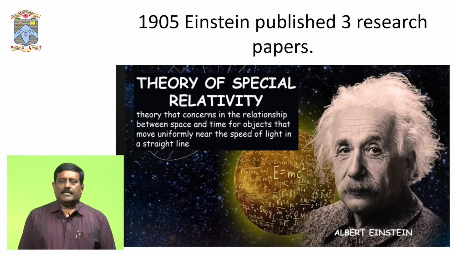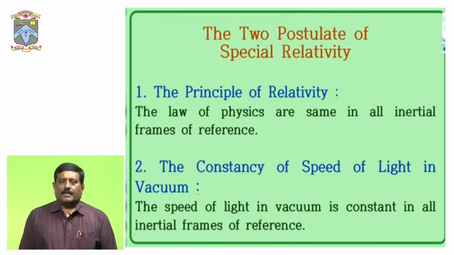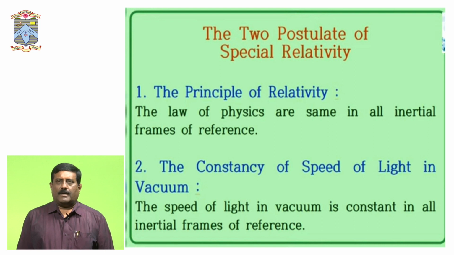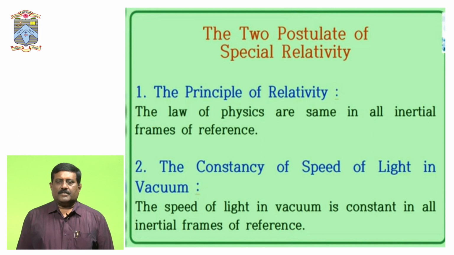The theory of relativity proposed by Albert Einstein has two postulates. One is popularly known as the principle of relativity, and the second one is called the constancy of speed of light in vacuum. The first postulate, namely the principle of relativity, says the laws of physics are the same in all inertial frames of reference. What does it mean?